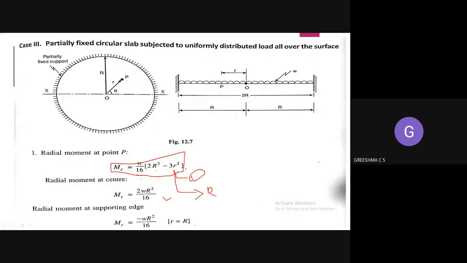Same method: you have to find out the moment at the center and also at the edges. For the center you substitute small r is equal to 0, and for the edges you substitute small r is equal to big R. Same thing, so you will get this equation. You can write it down.